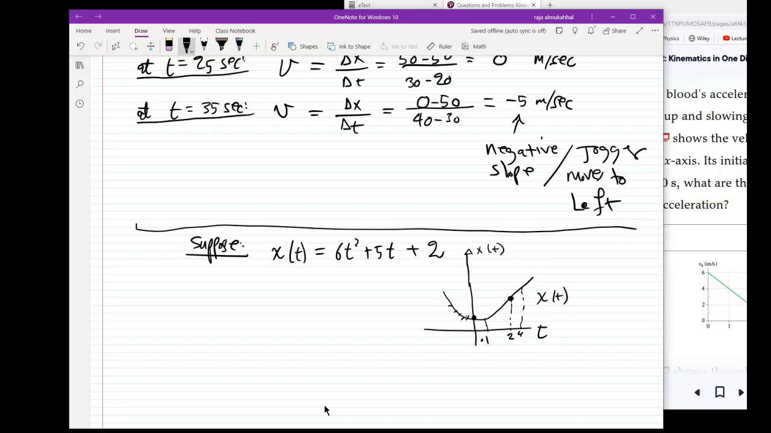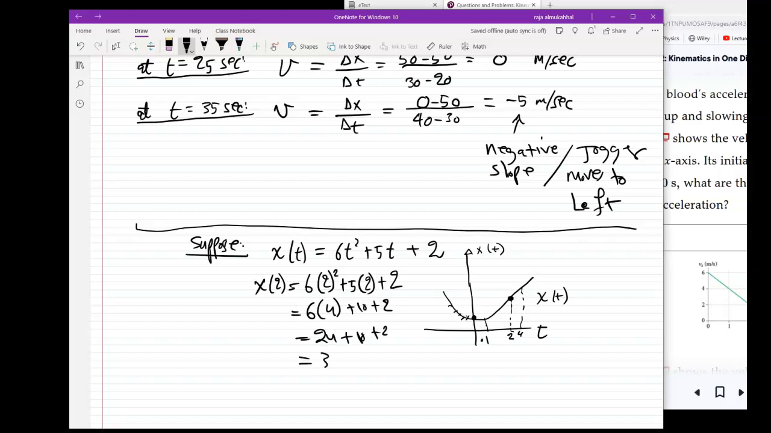What's the position of it? Well, all you need is just plug it in. So, for example, on the second, I can just go x of 2 is equal to 6 times 2 squared plus 5 times 2 plus 2. That'll be 6 times 4 plus 10 plus 2. That's 24 plus 10 plus 2.